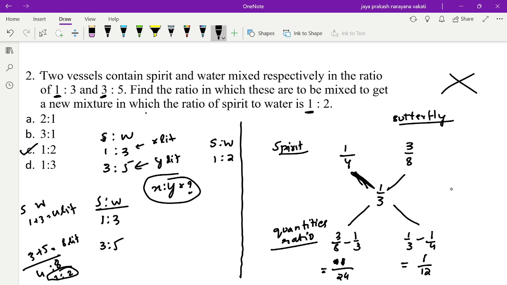So I got the ratio 1 by 24 is to 1 by 12. By simplifying it, I'm going to get 1 is to 2 ratio. This is the way you solve for other numbers. But this problem's numbers are easy, so I straight away got the 1 is to 2 answer. But I need you to understand this method. This is a very important method in alligations.